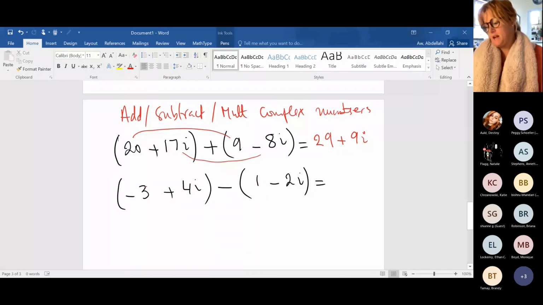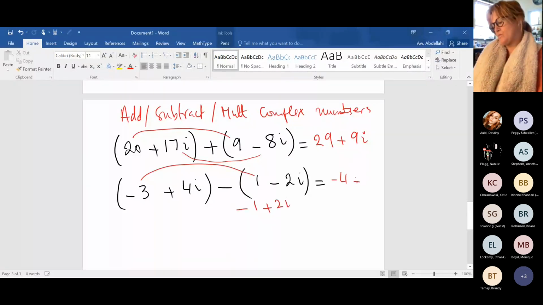Negative 4 plus 6i. Negative 4 plus 6i, thank you. Negative 3 minus 1 is negative 4, right? You see, negative 3 minus 1 is negative 4, because this one becomes negative 1 plus 2i when you put the negative inside. And 4i plus 2i is 6i, okay? This is the addition or the subtraction.